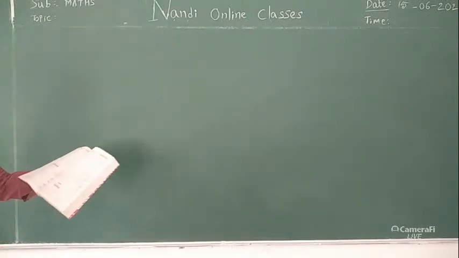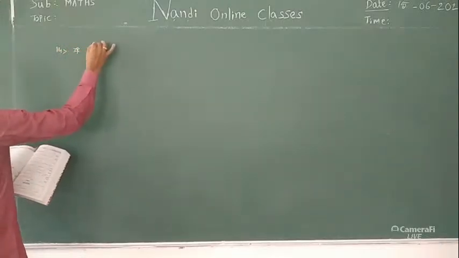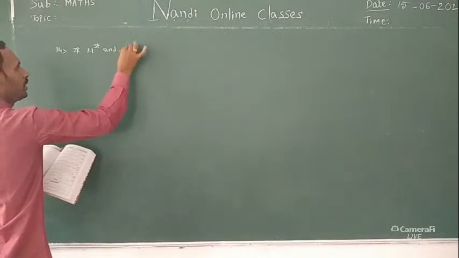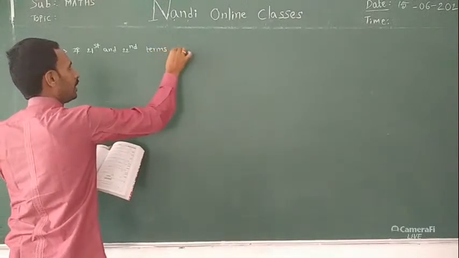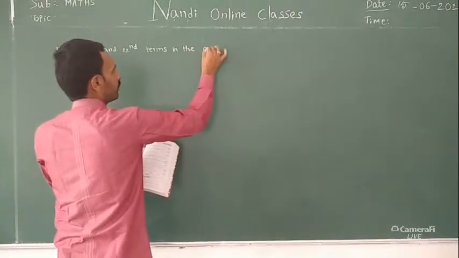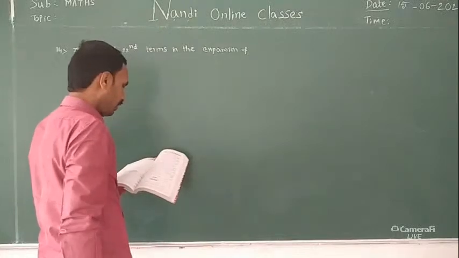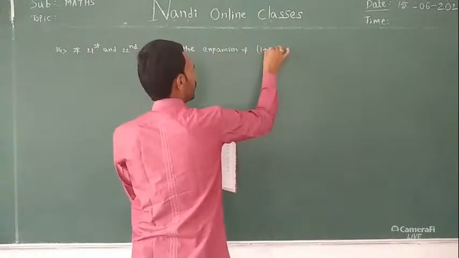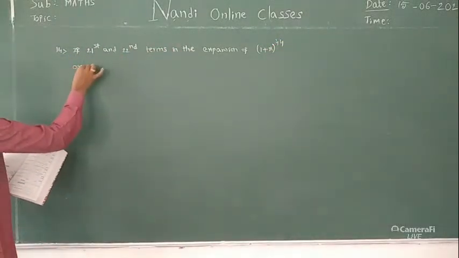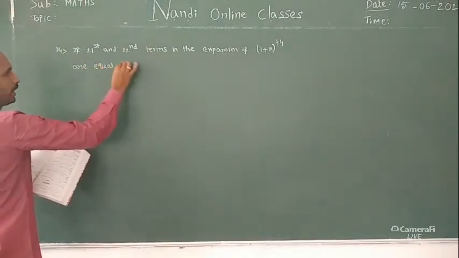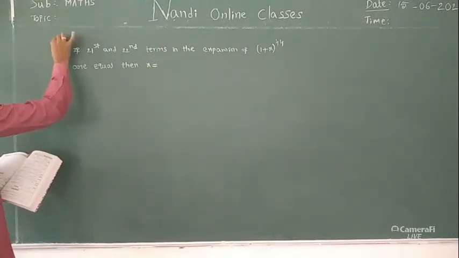Okay, 14th problem. If the 21st and 22nd terms in the expansion of 1 plus x whole power 44 are equal, then x is equal to what? This was given in 2014.